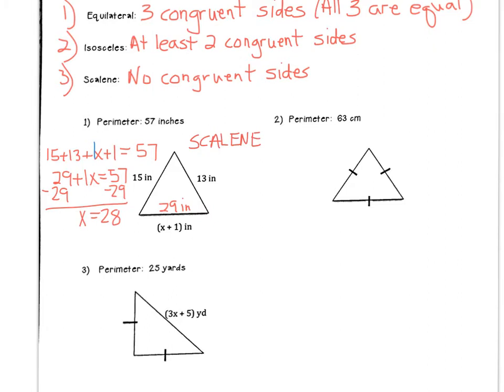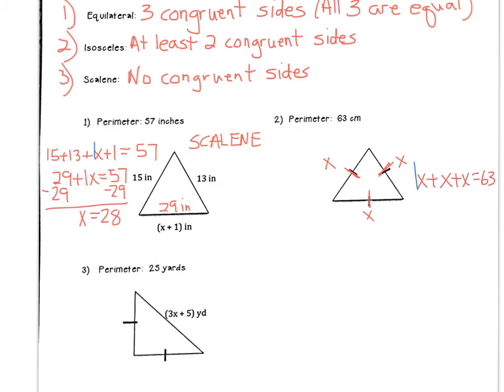Alright, number 2. These symbols here, this has 1 slash, this has 1 slash, this has 1 slash. That's telling you that they're all three the same. They're all congruent to each other. Now we don't know what they are, so we'll just substitute an x there. And now the perimeter, we're going around the rim, is 63. So x plus x plus x is going to equal 63.